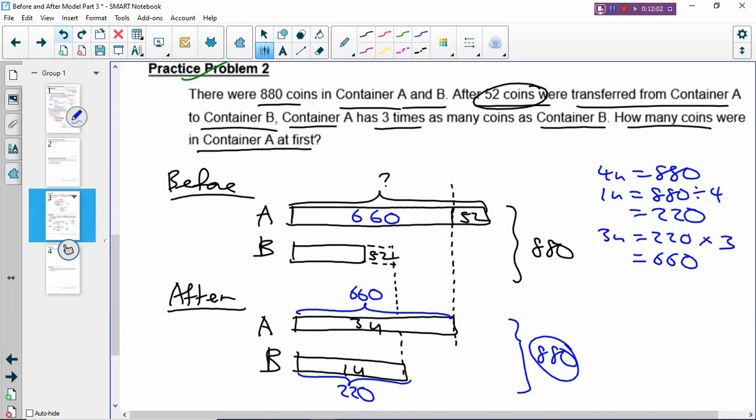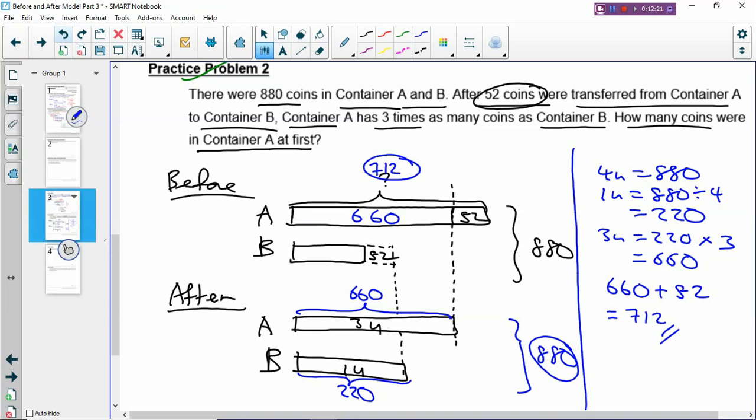And what is the question mark? How many coins are there in container A at first? I just take 660 plus the 52, and that will give me how many coins are there in container A at first. So my answer here will be 712, and I solved the problem. Right, so this is how you draw the before and after model.